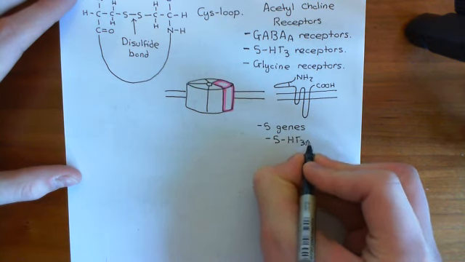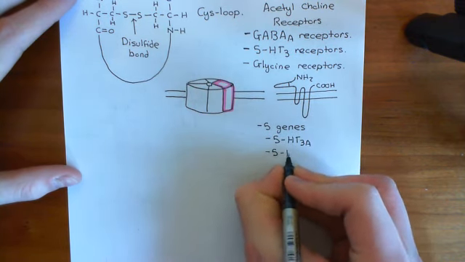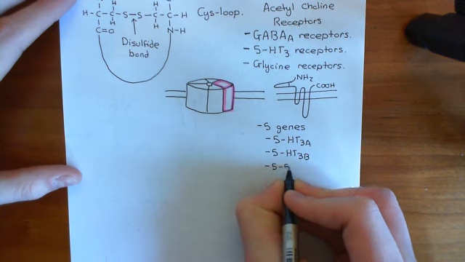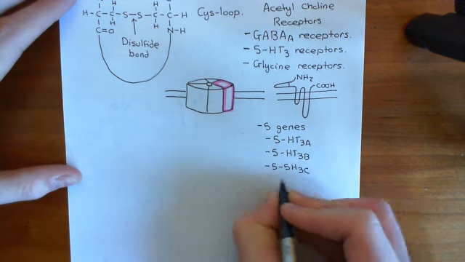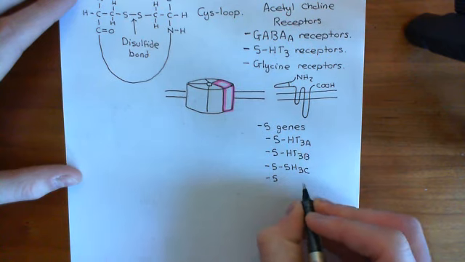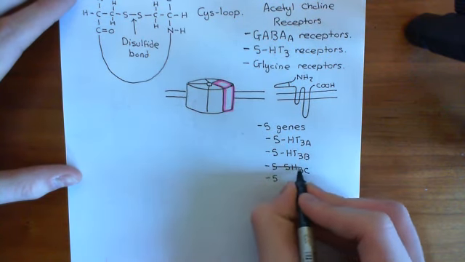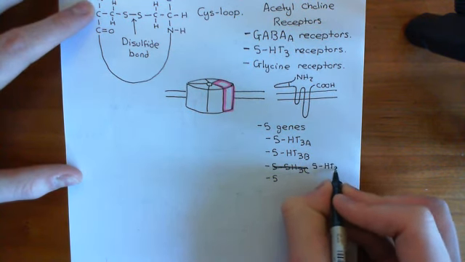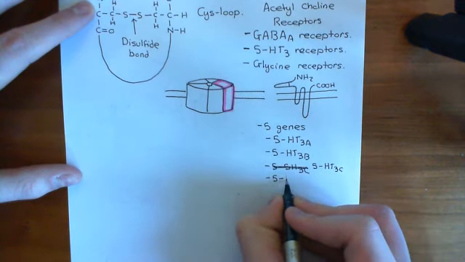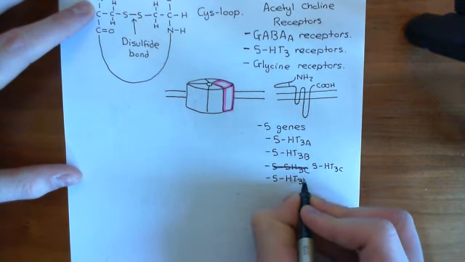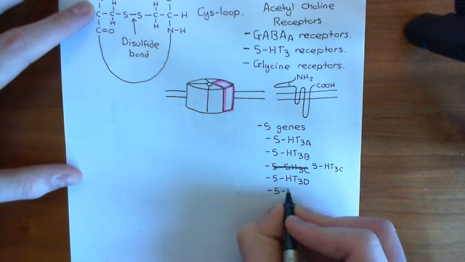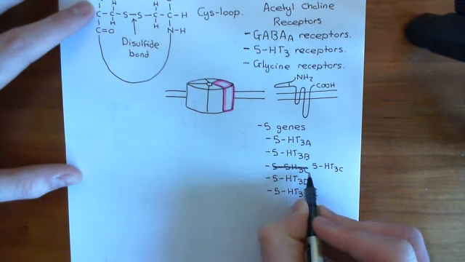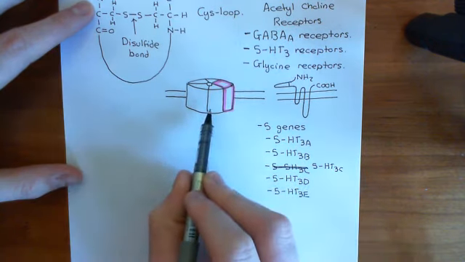That's the first one. Then we have 5-HT3B, and then we go on. So we have 5-HT3C, 5-HT3D. Whoops, what have I done here? No, this is going wrong. I'm getting confused. Right, so cross that out. 5-HT3C. That's the third one. Then we have 5-HT3D. And then finally, 5-HT3E. So these are the 5 different subunits that you can use to build a 5-HT3 receptor.